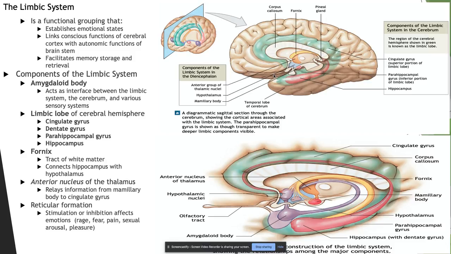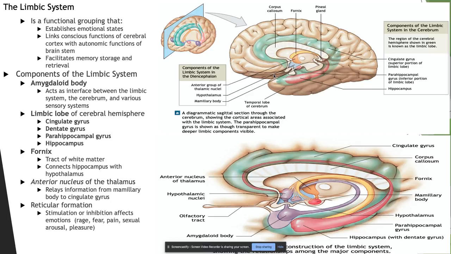So the limbic system includes nuclei and tracts along the border between the cerebrum and the diencephalon. And this system is a functional grouping rather than an anatomical one. So functions of the limbic system include establishing emotional states, linking the consciousness and intellectual functions of the cerebral cortex with the unconscious and autonomic functions of the brainstem, and facilitating memory storage and retrieval.